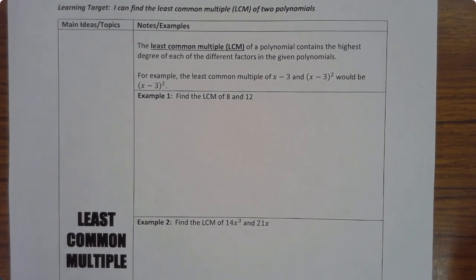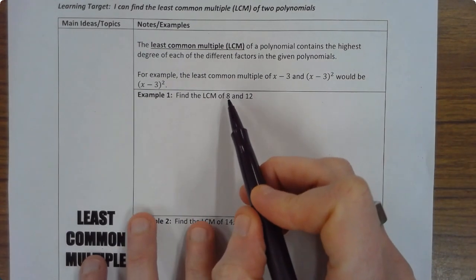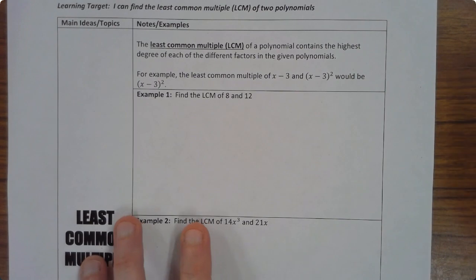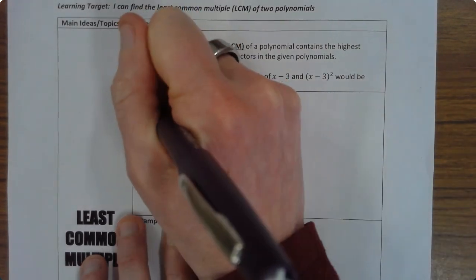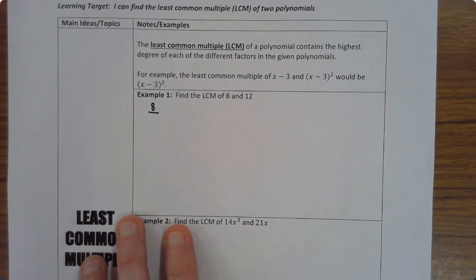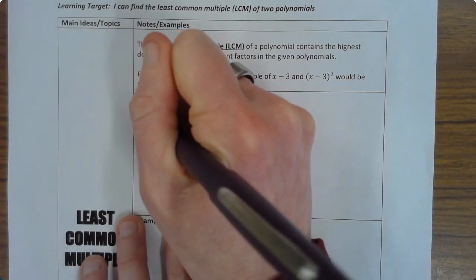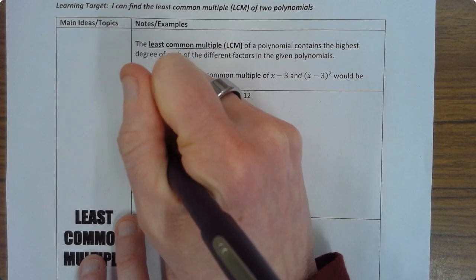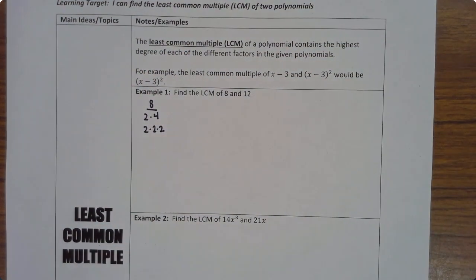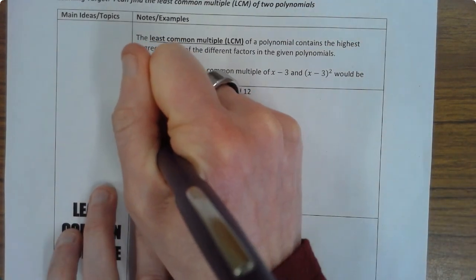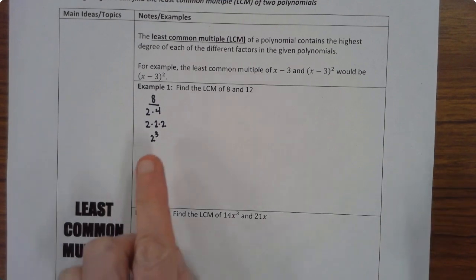I'm going to show you two different methods for finding the LCM, and you're going to choose whichever method works best for you. So we're going to start simple by looking at just finding the least common multiple between two numbers. One of your options is when you have two numbers and you want to find the least common multiple, you can prime factor it. So we can take 8 and break it up into its prime factors. That would be 2 times 4, and then 4 would be 2 times 2. So the prime factorization of 8 would be 2 times 2 times 2, or we could write this as 2 cubed.